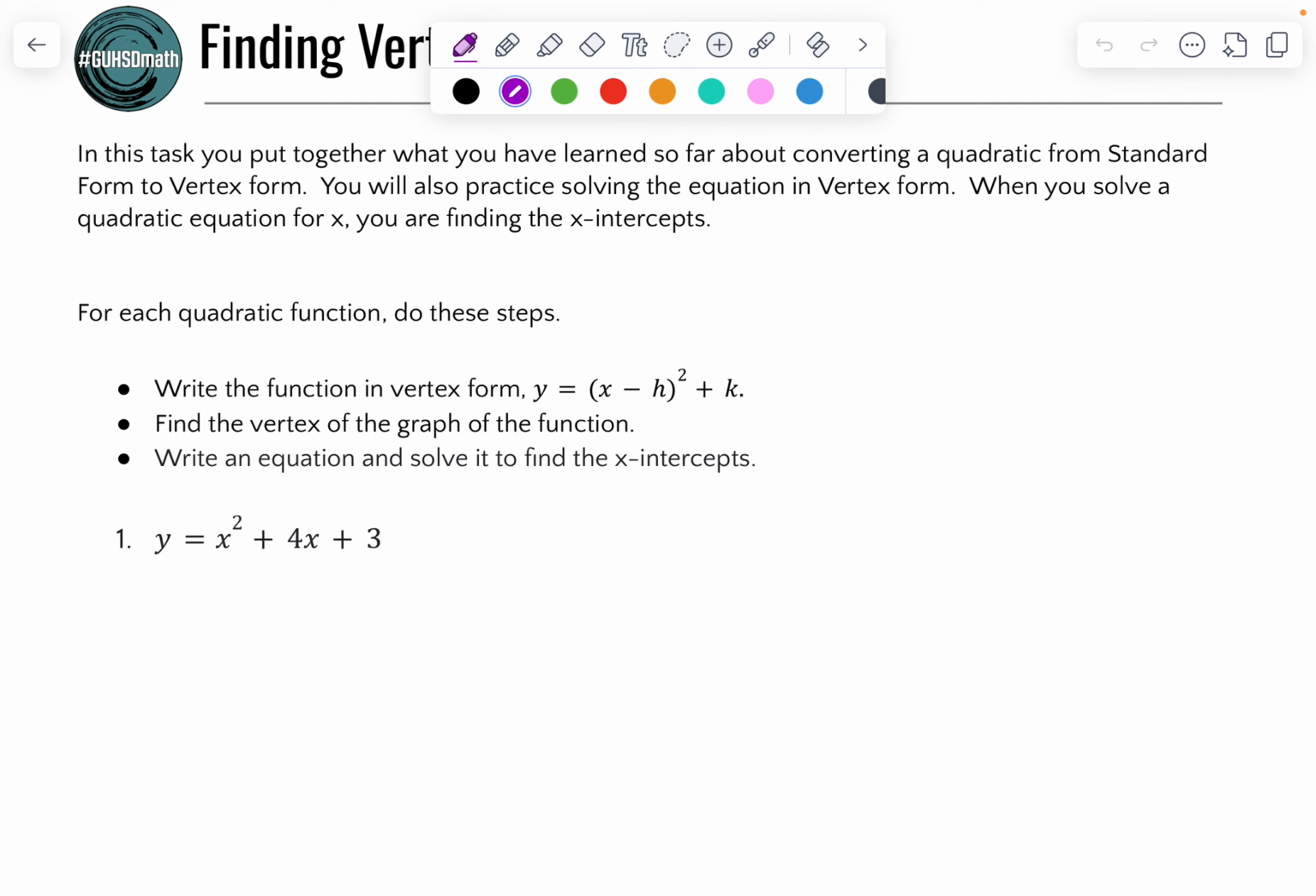But the big idea today is that we're still going to practice changing our equations from standard form into our vertex form. And then we're going to take it one step further and actually use that to help find our vertex and then find the x-intercepts, because those are all of the things that we're going to need in order to create a graph. And so that'll be tomorrow's goal. We'll do the same sorts of things tomorrow, except we will actually put the information that we found on a graph.